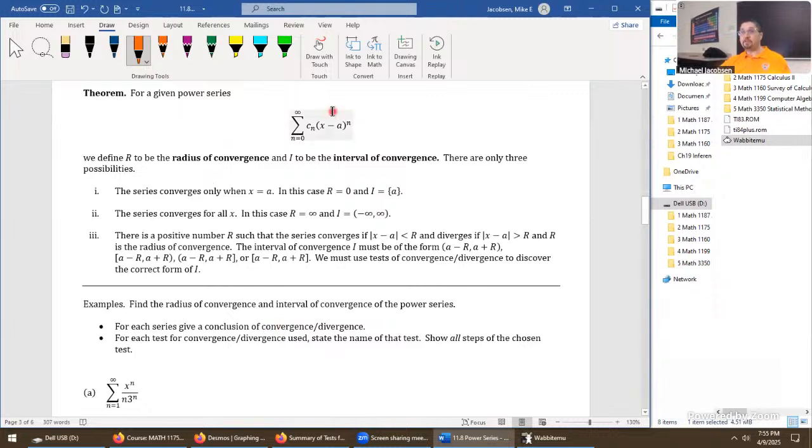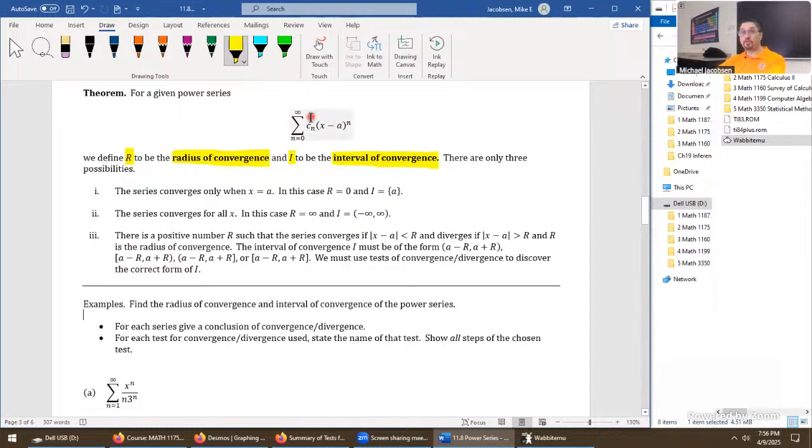And now here's this random power series once again. You have two concepts that we're really interested in. R is going to be the radius of convergence. I is going to be the interval of convergence. And there's only 3 things that can happen. So here's our trichotomy that comes up.